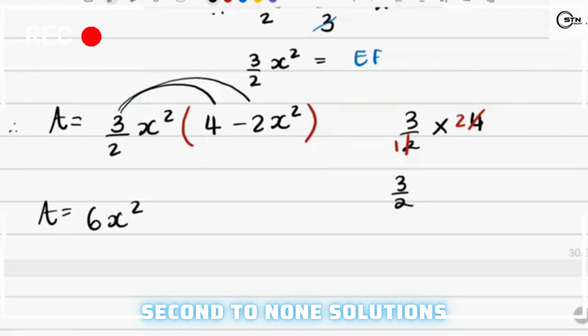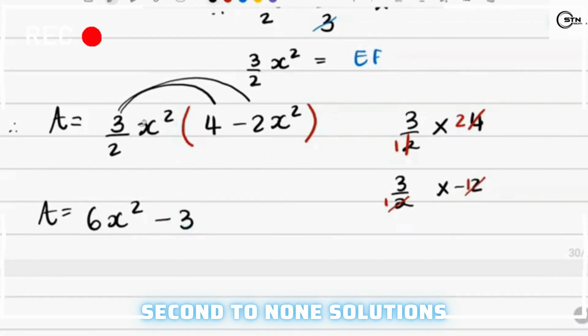So 3 over 2, I'm working on the numbers first, times negative 2. Do you see that diagonally 2 would cancel? 2 divided by 2 is 1. 2 divided by 2 is 1. So this is a negative 1. 3 times negative 1 is negative 3.